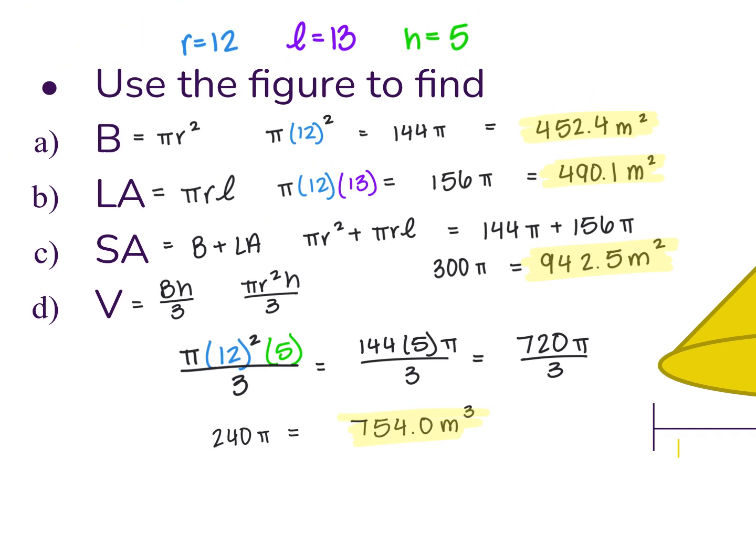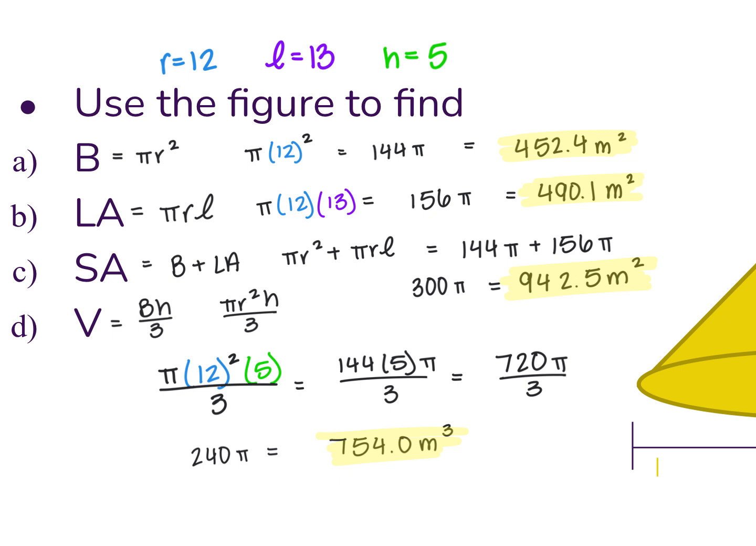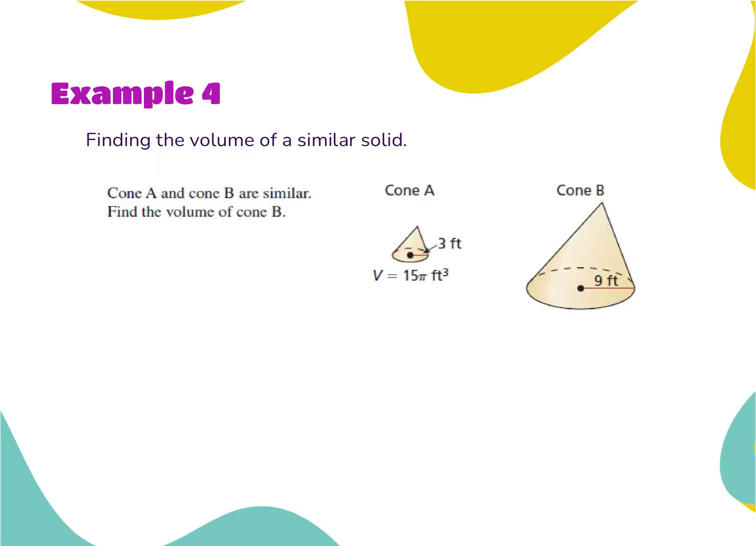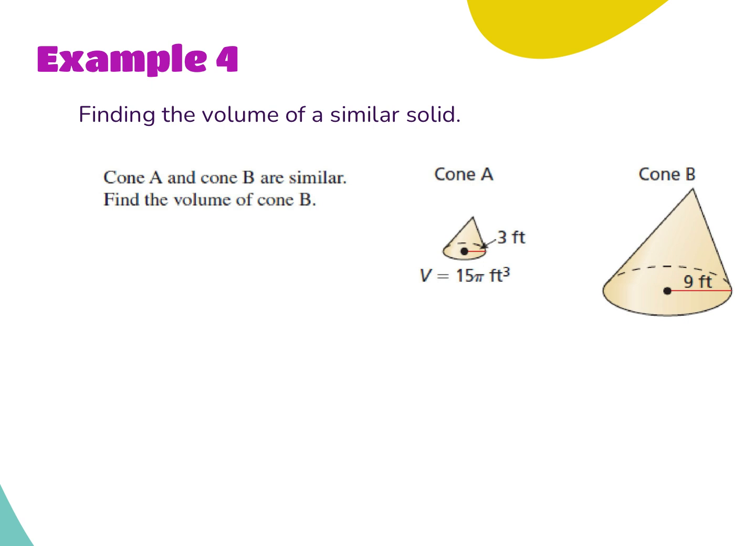Any questions on these four? Okay. All right, we've done these for the past few lessons. Find the volume of a similar solid. So first thing I have to do is find my scale factor, which is represented as K. So I'm going to take 9 over 3. That simplifies to 3 over 1, which is just 3 as a whole. Now I have to cube my scale factor. So that's K cubed equals 3 cubed. That's 3 times 3 times 3, which is going to give me 27.